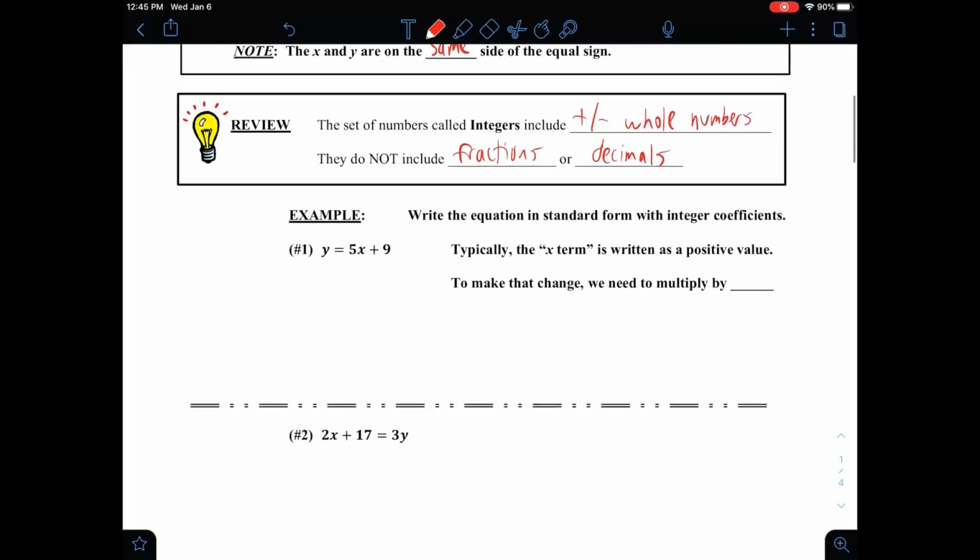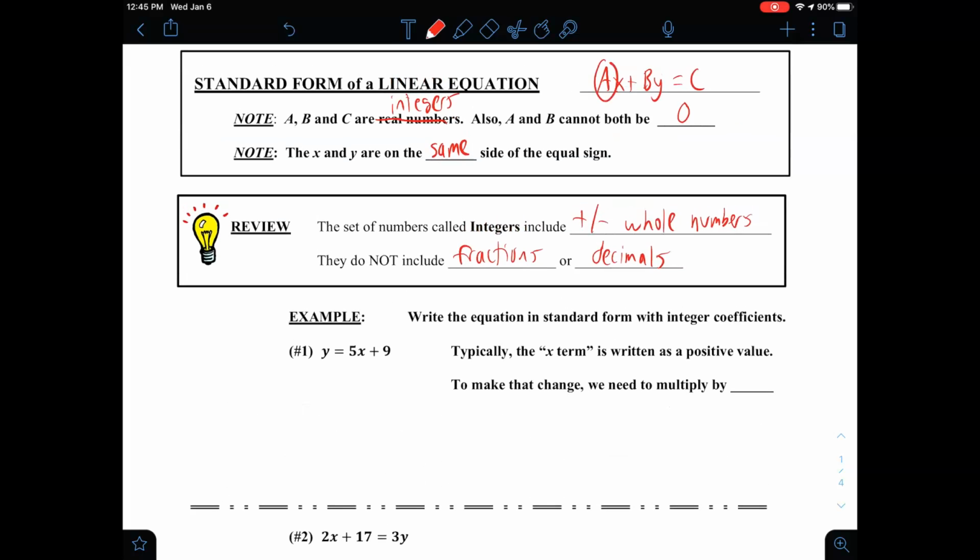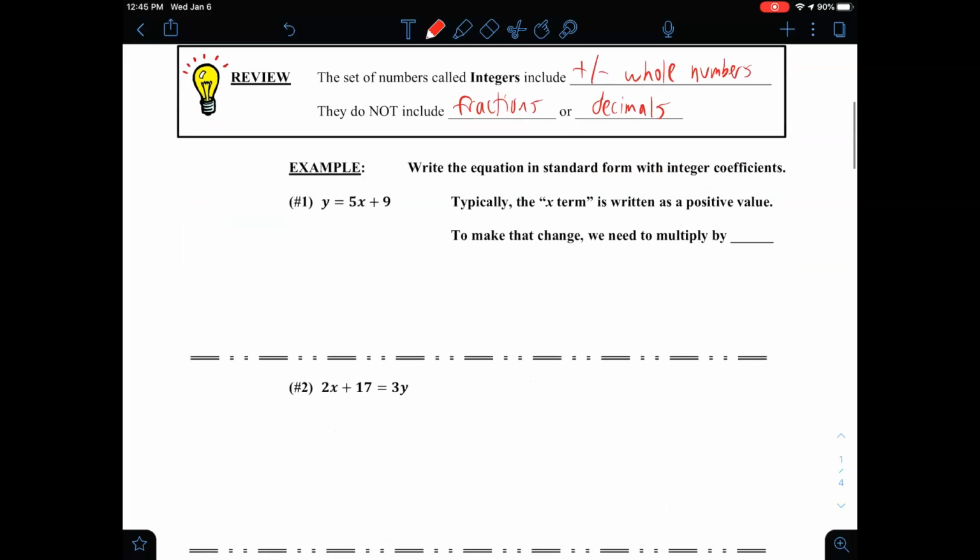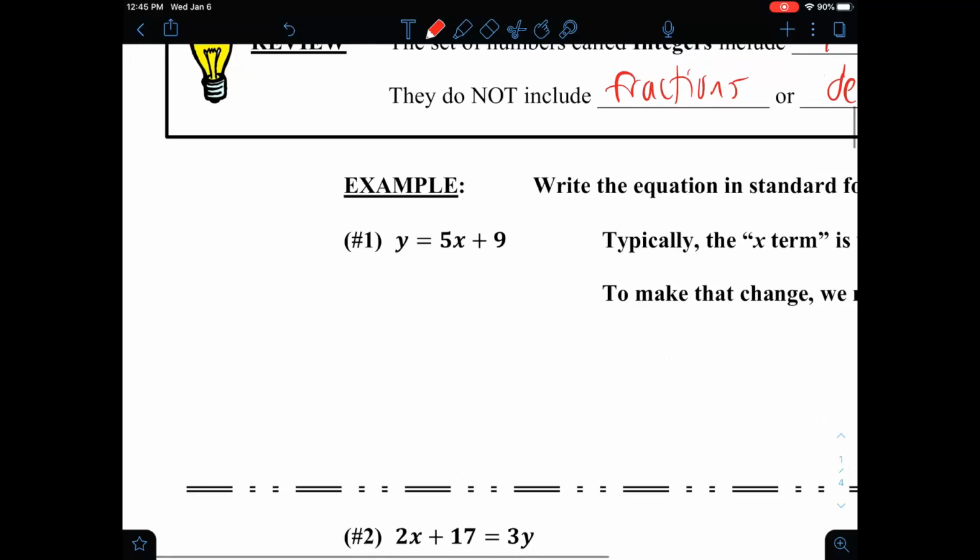All right, we have an example. Just write the equation in standard form with integer coefficients. Typically, the x term is written as a positive value. That's sometimes, it's not always. We're going to get practice with it, but just be aware that sometimes teachers or other textbooks want you to have the x term, the a value, to be positive. But not always, okay? So, we have y equals 5x plus 9. We need to get x and y on the same side, and the x value needs to be positive.